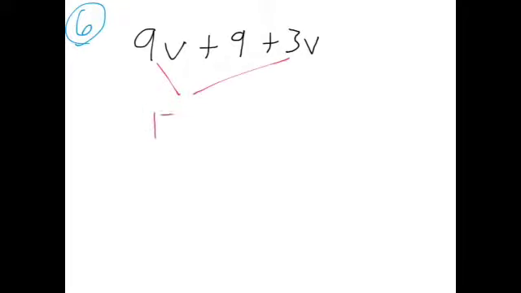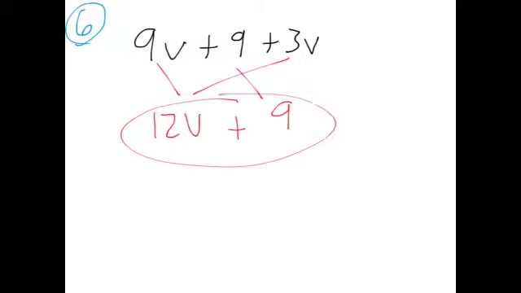On 6, we have two terms with a v. Those are going to combine to give us 12v. And then the 9 doesn't have anything to combine with, so we're just going to leave it like that, 12v plus 9.